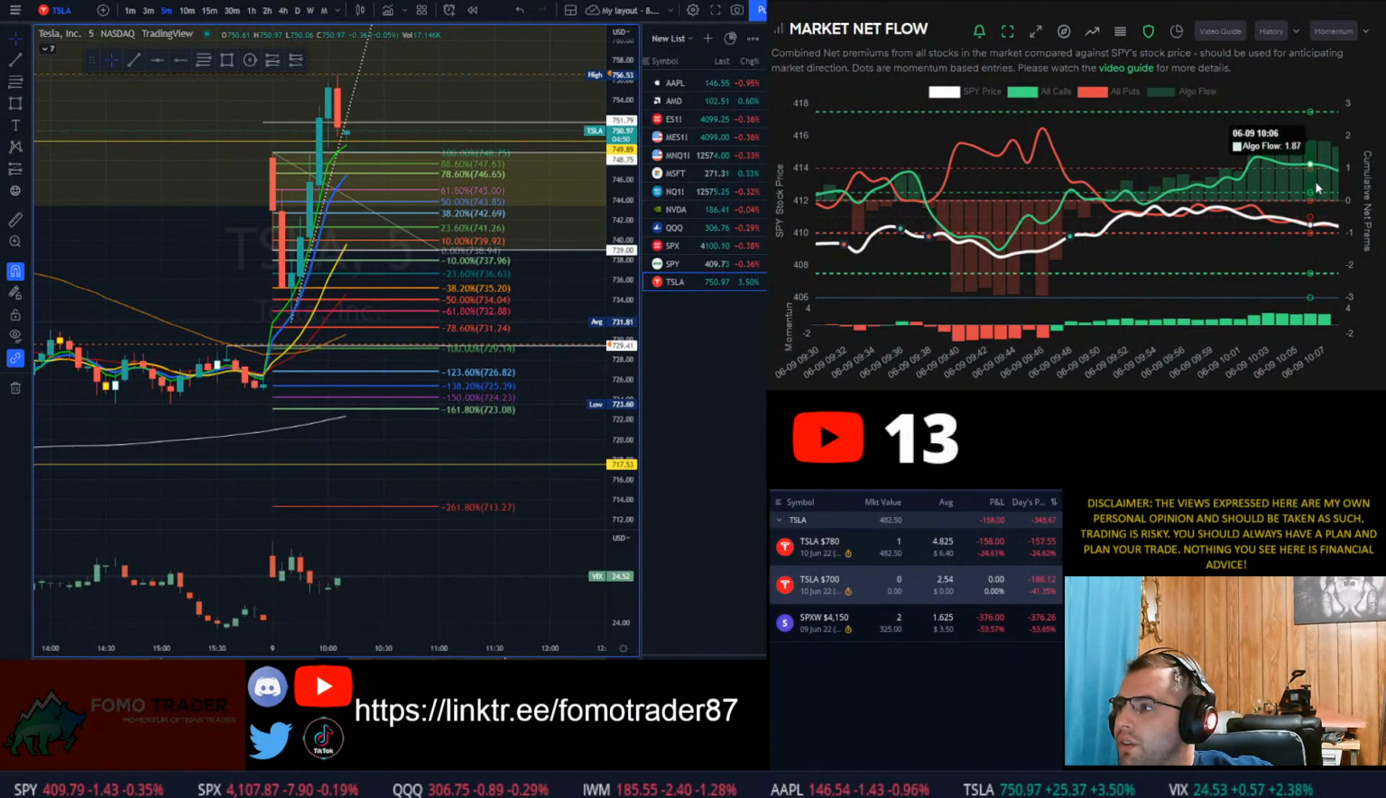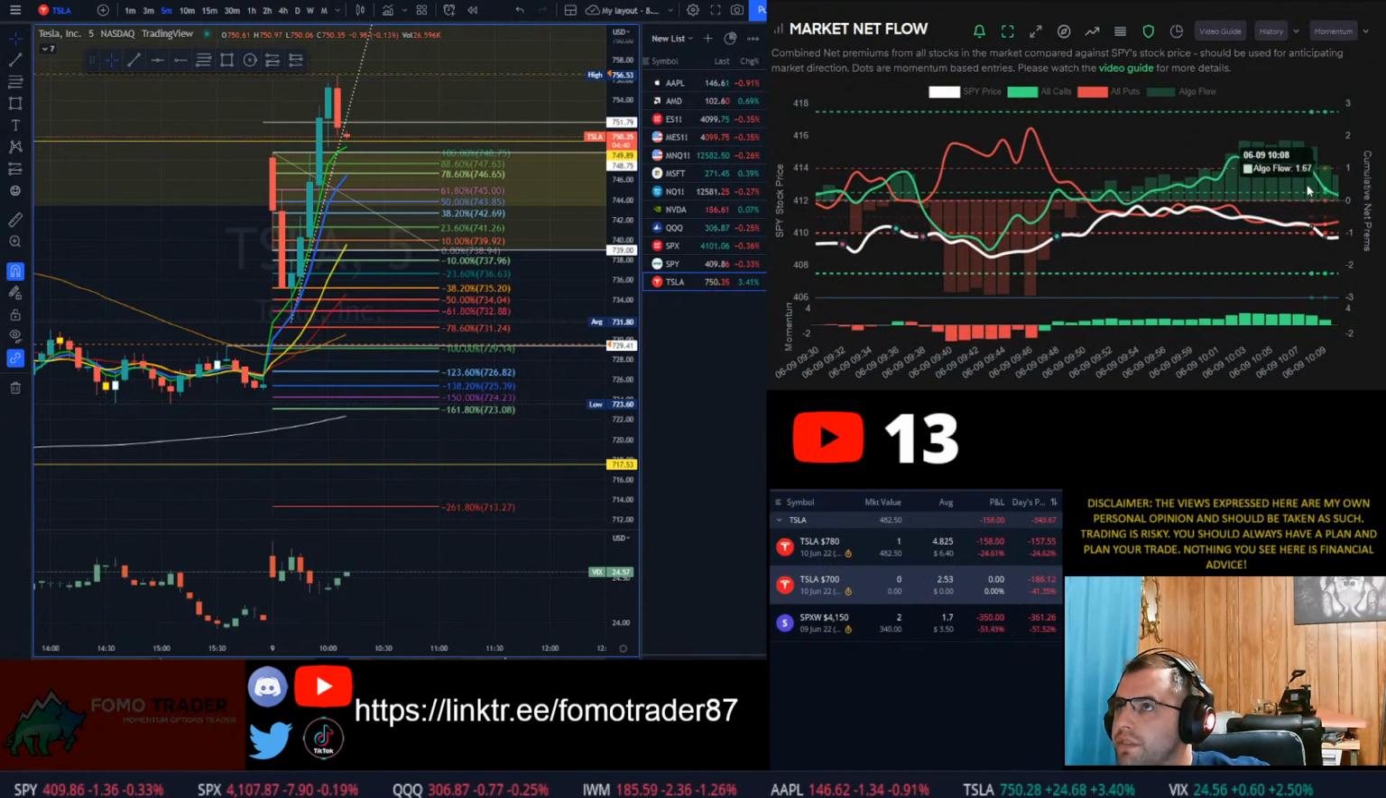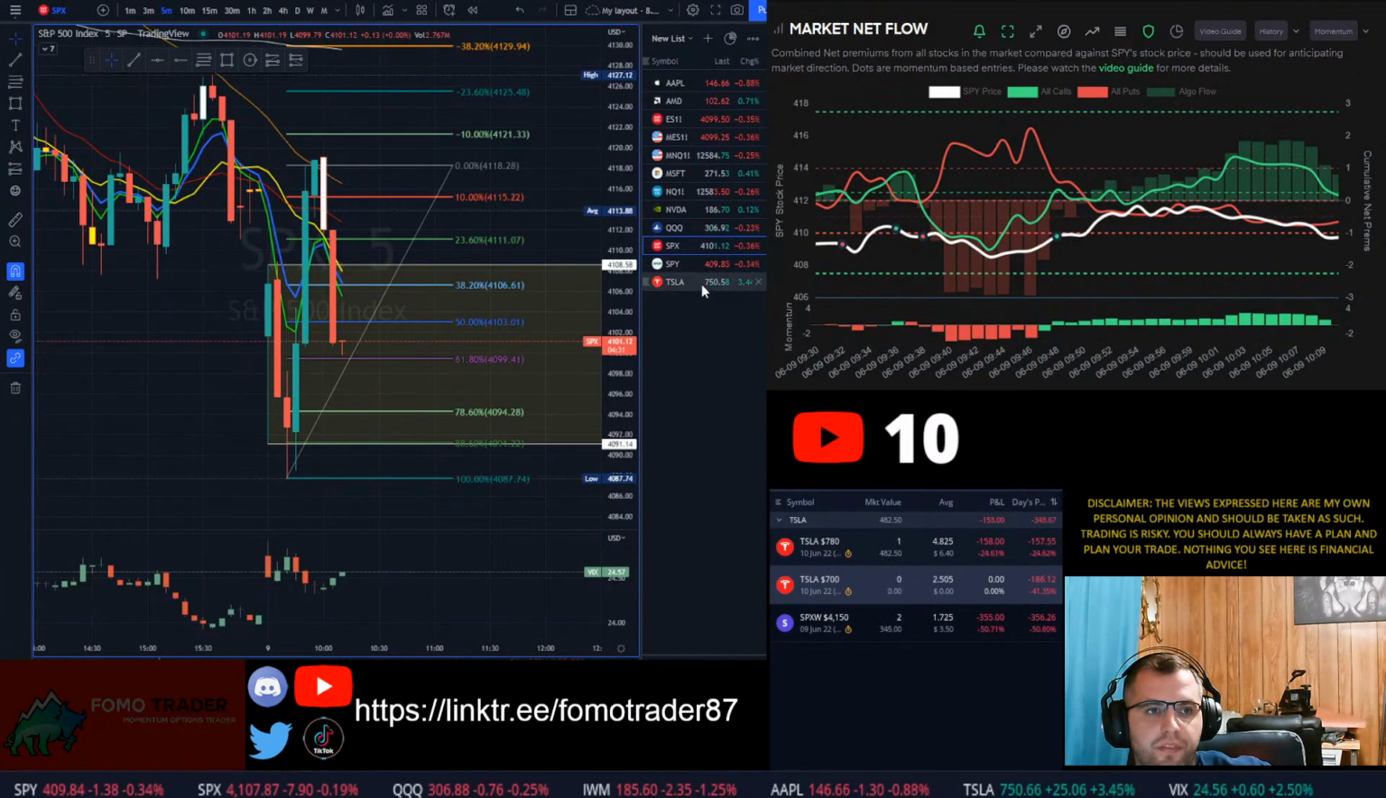I mean, right now we have the entire market's call flow still above the put flow, but yet the price drops. So this is not indicative of choices on trading. SPX pulling back exactly to the 61.8 retracement level, then bouncing a little bit.